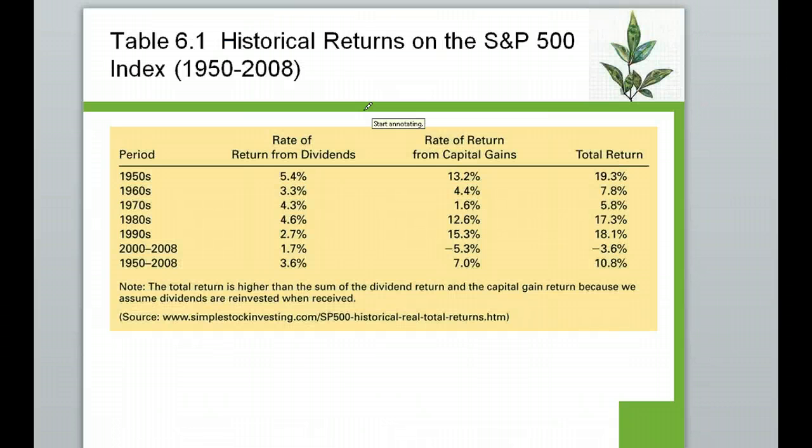Table 6.1 here shows some historical returns of the S&P 500 index. As you can see, in 1950, total return on dividends was 5.4, capital gains 13.2, for a total return of 19.3%. Not bad. You can see in 1960, 3.3 and 4.4 for a total of 7.8. Let's go to the 2000s. In 2000, 1.7 on dividends. Here we had a loss, negative 5.3, for a total return of negative 3.6%. Like I said before, sometimes you can win, sometimes you can lose. Now, if you look from 1950 to 2008, the average dividend return was 3.6% and 7% for capital gains. So if you had a portfolio from 1950 to 2008, you'd have generated a return of about 10.8%.